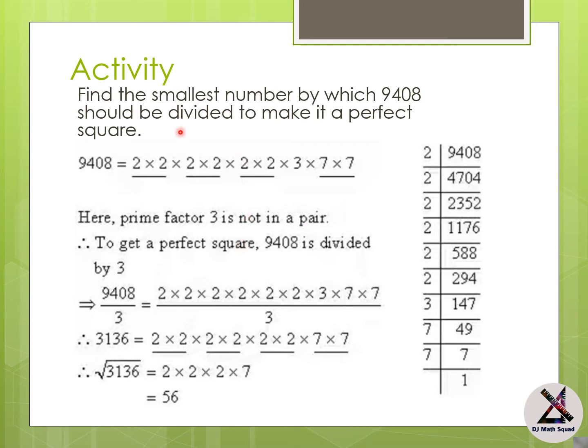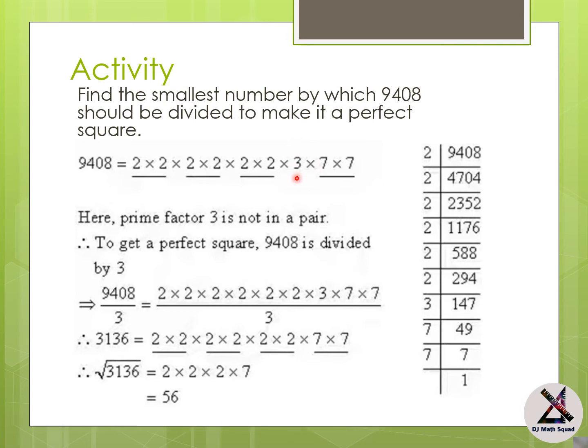And please remember that if your question says find the smallest number by which some particular number should be divided or multiplied to make it a perfect square, in these kind of questions, we use the prime factorization method, right? So once you do the prime factorization of 9408, which is given over here also, you can check it. You saw that this 2 is in a pair. This is another set of 2's, another pair of 2, one pair of 7, but this 3 is alone, right?